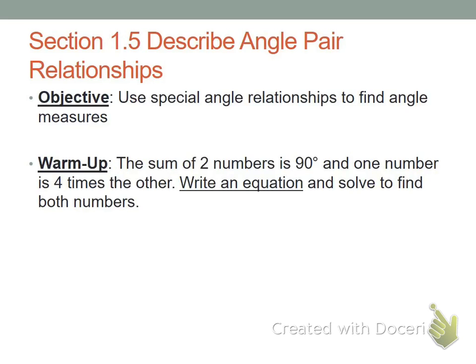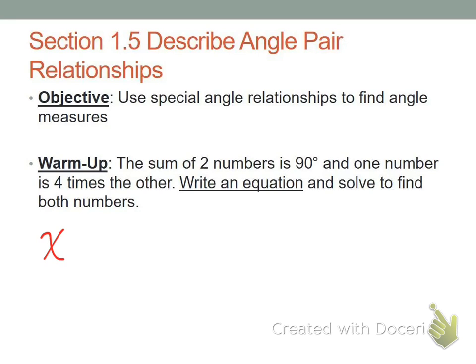Our warm-up says the sum of two numbers is 90 degrees and one number is 4 times the other. Write an equation and solve to find both numbers. So we have two numbers, we don't know either of them. So to represent the first number, what should we use? X. So there's my first one.